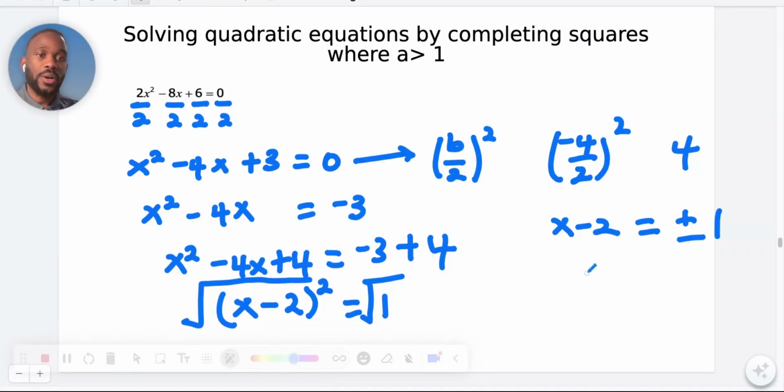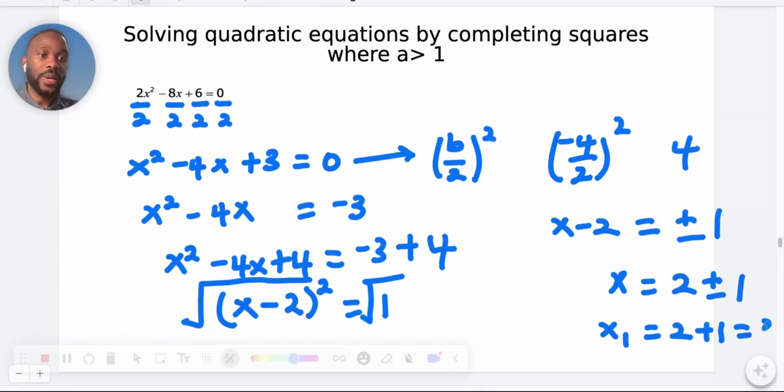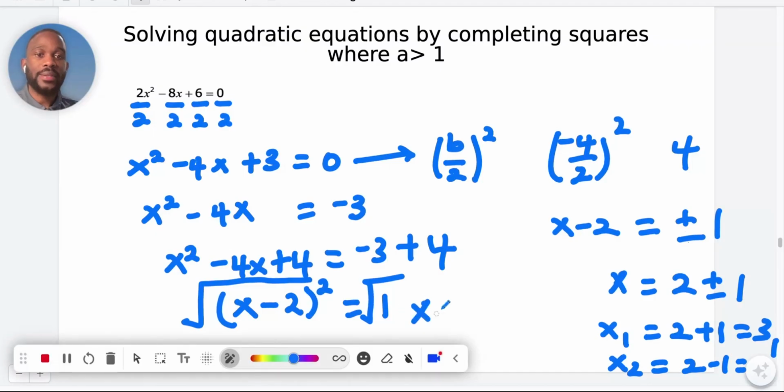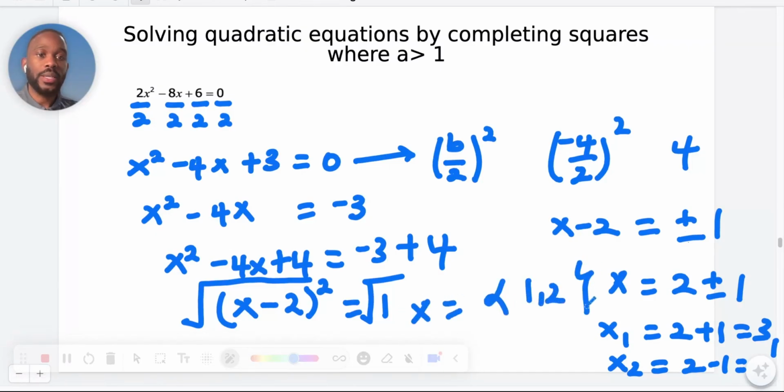minus 1. So taking negative 2 to the other side of the equation, it will become a positive. So x is equal to 2 plus or minus 1. So meaning your first value of x will be 2 plus 1, which gives you 3. And your next value of x will be 2 minus 1, which gives you 1. So x is 1, 2. Those are the solutions.